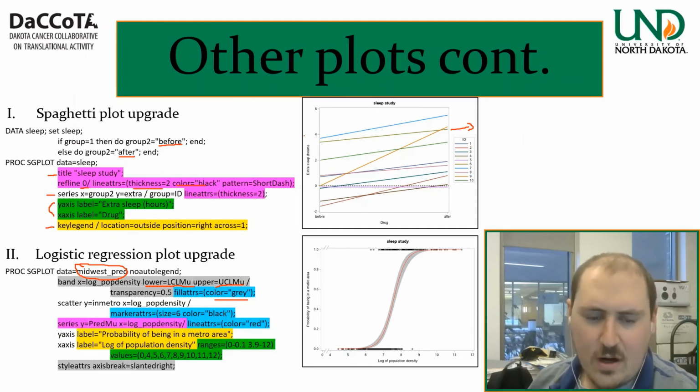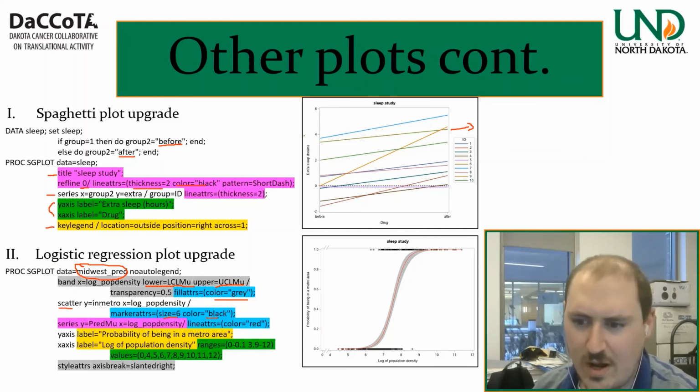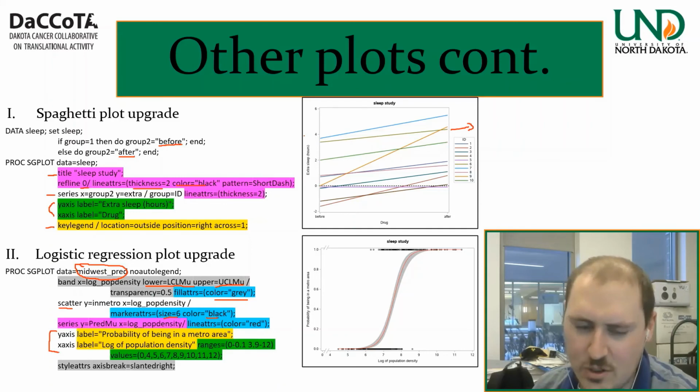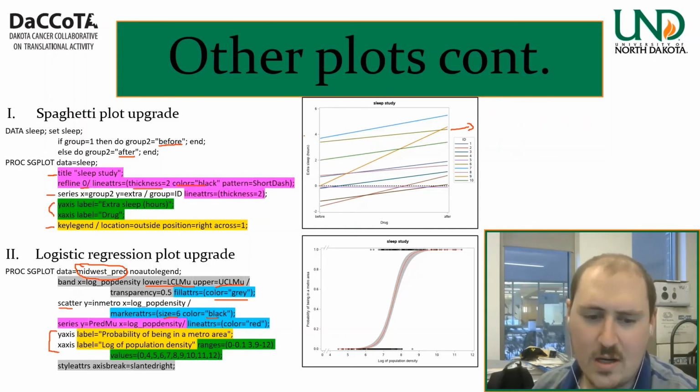Change stuff with our scatter plots, change their size and color with the series. Change the color to red so we have that nice red line. And changing our Y and X axis. And here, like I mentioned before, you can make these sort of line breaks in the X axis as well. And that's what we do here using this ranges, values. And then again, with our style attributes, have an axis break that we want formatted like that.